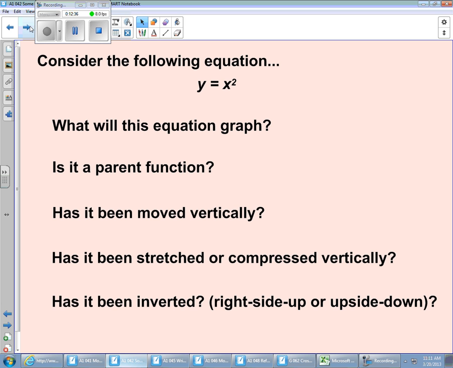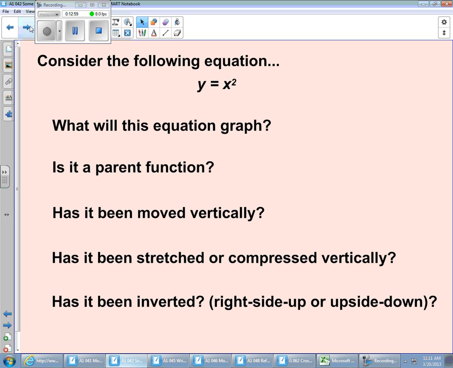Not necessarily the square part of it, because I could take the square away and it would still be a parent function. I could change that square to a cube or a fourth or a fifth, and they would still be parent functions. But why are they parent functions? Okay, we need to know this. They're going to hit us with a question, I guarantee it. They do every year.